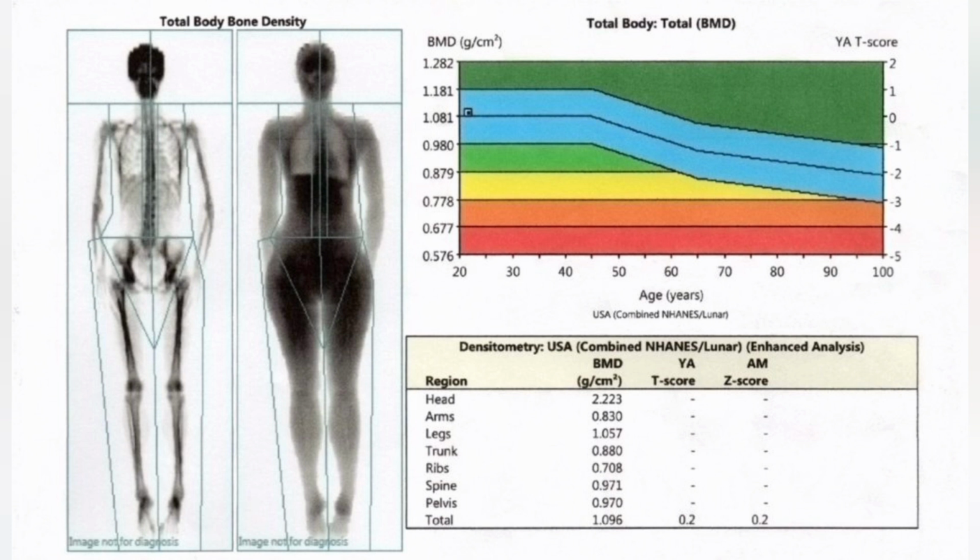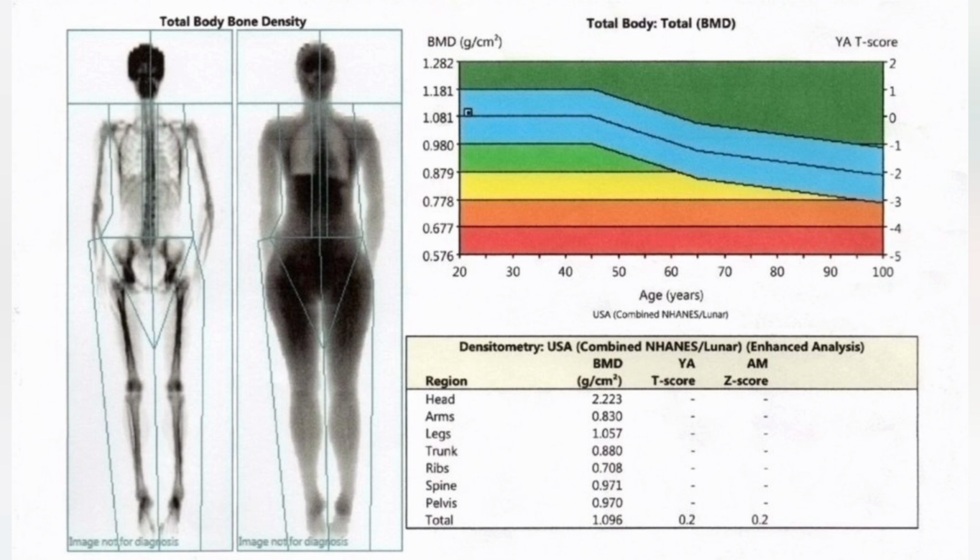Defining osteoporosis: T-score of less than -2.5 standard deviations below the peak BMD in a 30 year old individual. Osteopenia: -1 to -2.5. Severe osteoporosis: less than -2.5 plus fragility fractures.